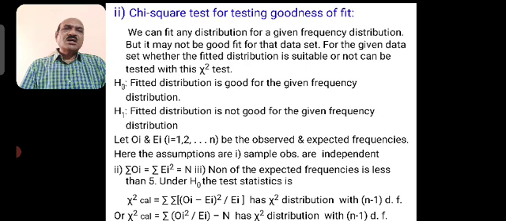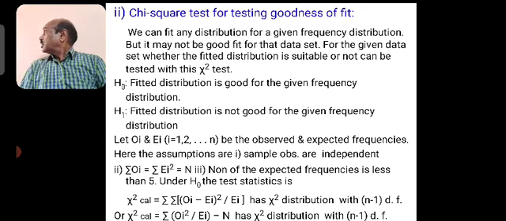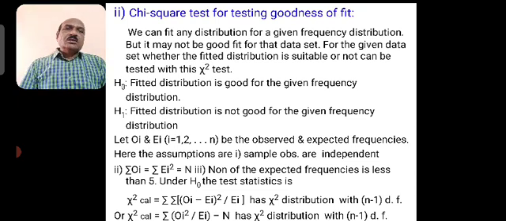Here the assumptions are, what are the assumptions for this chi-square test? The first: the sample observations are independent of each other. The second: summation Oi is equal to summation Ei, which is equal to N. That means the total of observed frequencies and the total of expected frequencies should be equal to N. Third: none of the expected frequencies is less than 5. So these are the three assumptions for this test of goodness of fit.